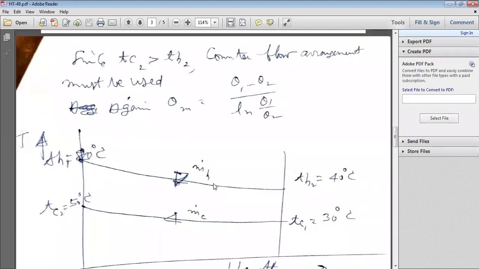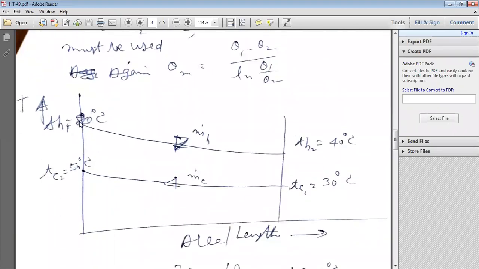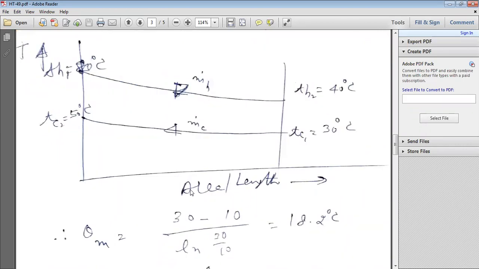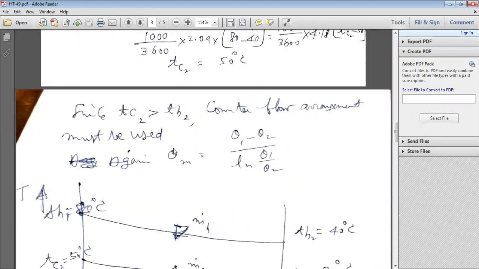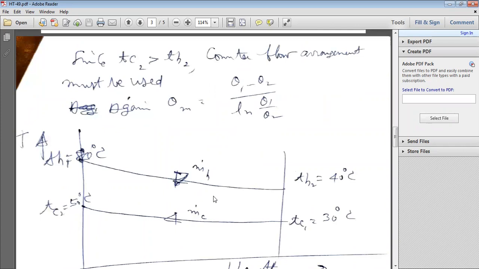Now, here TH1 is 80 degrees centigrade, TH2 is 40 degrees centigrade, for the hot oil. And here TC1, because a counter flow arrangement is required, TC1 is 30 degrees and TC2 is 50 degrees. So you can use a counter flow heat exchanger. That's why, because TC2 is greater than TH2, the counter flow arrangement is used.